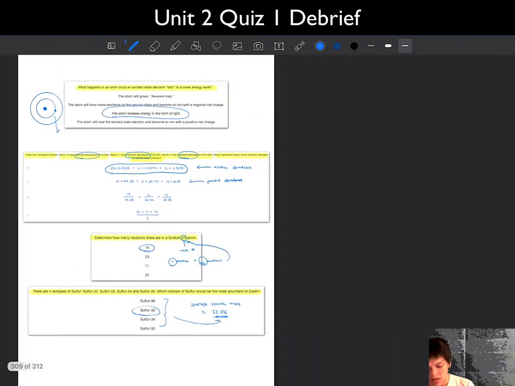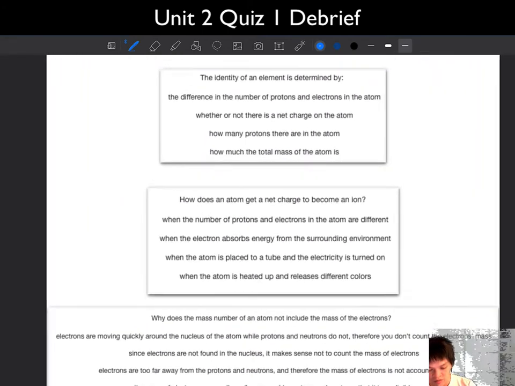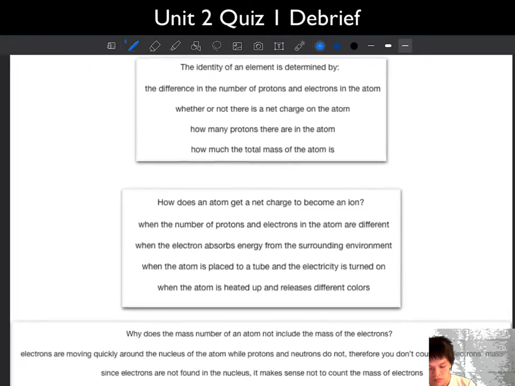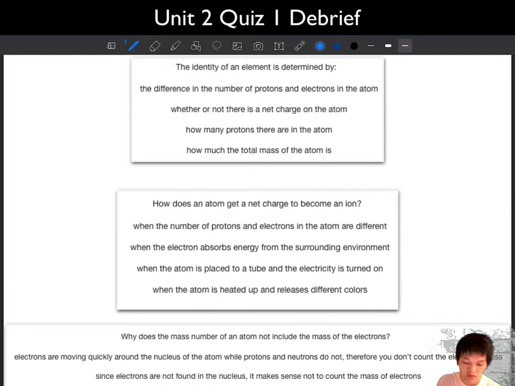Okay, next question. What do we have here? It's reading, the identity of an element is determined by... Well, atomic number is associated to the element's identity, right? Atomic number determines the element's identity. But if you read it, nothing says atomic number.